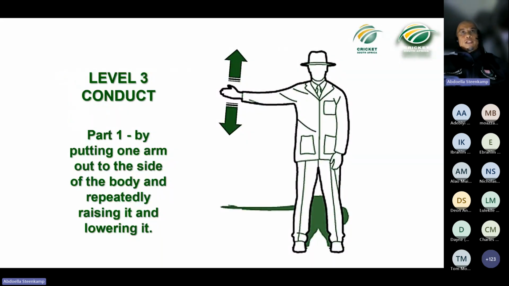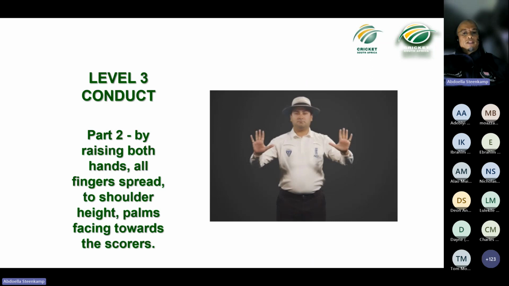There are two new signals that were put into the laws recently. They are level 3 and level 4 conduct. A level 3 conduct has two signals. Firstly, by putting out your arm horizontally and then raising and lowering it repeatedly. That's the first signal for level 3 conduct. And the second signal for level 3 conduct is by raising both hands, palms facing the scorers, but your hands need to be about shoulder height.